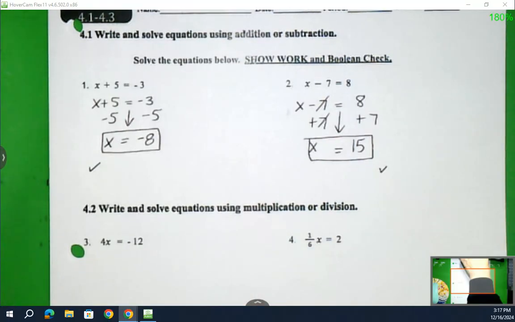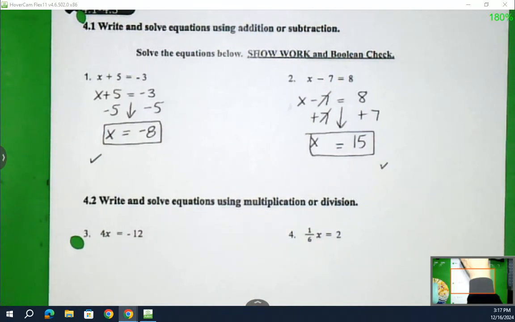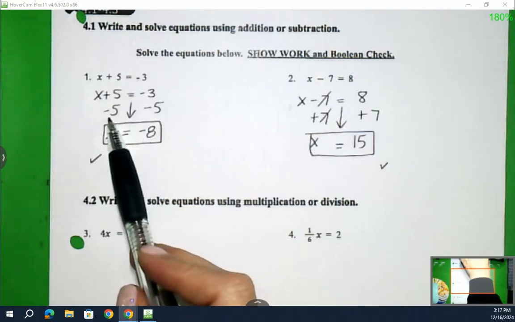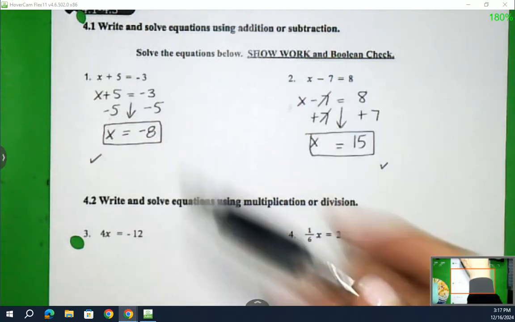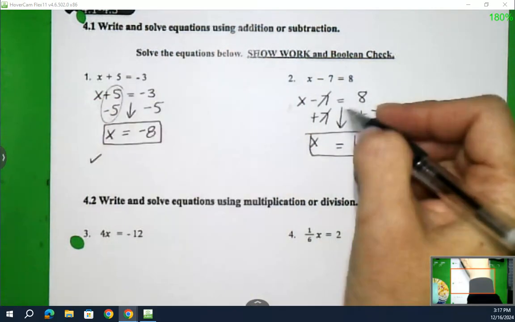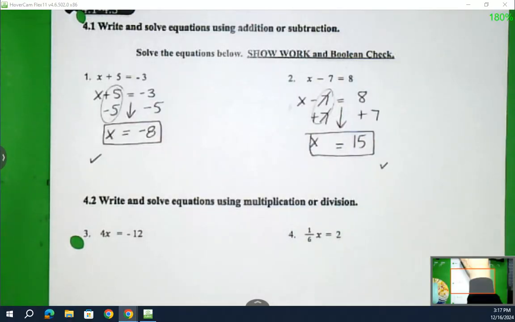All right, so that was section 4.1. It was just to do the additive inverse. If x is being added to a number, we subtract it, and if it's being subtracted, then we add it back on. And it's the whole idea of getting this 0 pair to eliminate.